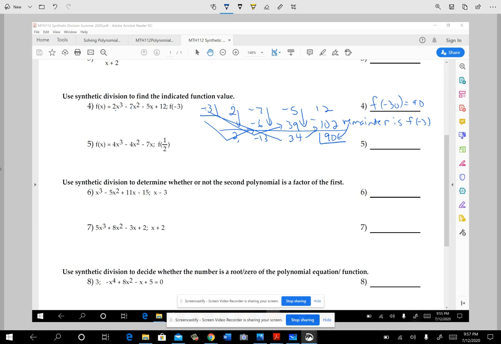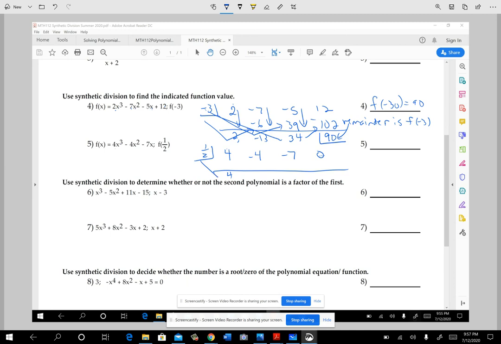Okay, let's try another one. If I want f of 1/2, I can put 1/2 in the box. I have to watch out on this one. It has a cube, a squared, an x, but then it's missing the constant. So make sure you add that 0 at the end. You have to make sure you have all the terms there. And if one's missing, you put in a 0 as a placeholder.